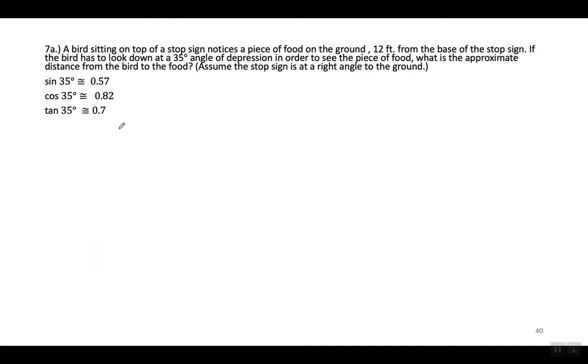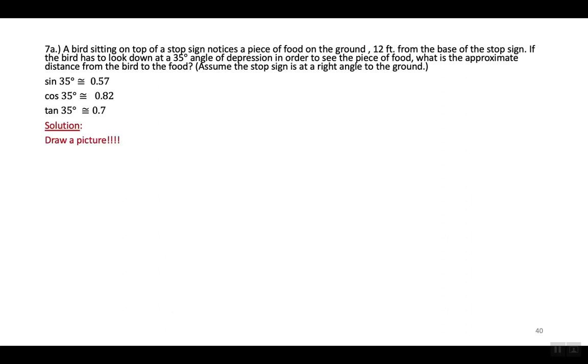All right, number 7. This one is worth looking at. Question 7A. This is a very important question to pay attention to. It says a bird sitting on top of a stop sign notices a piece of food on the ground 12 feet from the base of the stop sign. If the bird has to look down at a 35-degree angle of depression in order to see the piece of food, what is the approximate distance from the bird to the food? Assume the stop sign is at a right angle to the ground.